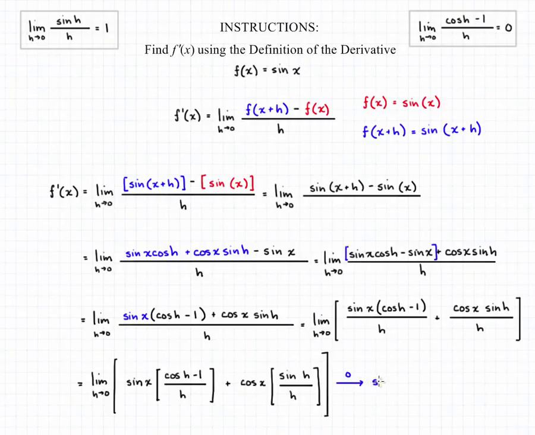So if we apply that limit as it approaches 0, we get the sine of x times something approaching 0 plus the cosine of x times something approaching 1. And that gives us our final answer, that our derivative of sine of x is cosine of x.